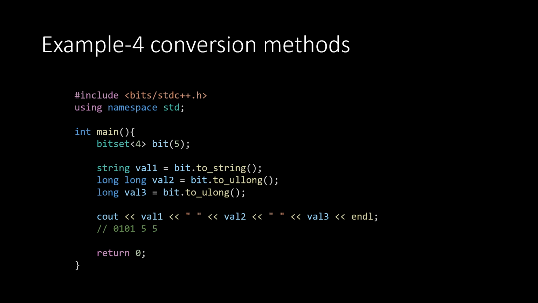So if you try to print the 3 values, the first one prints the string, the binary representation, 0, 1, 0, 1, which is nothing but 5. And next, if I print the second value, it is 5, and the third value is also 5.